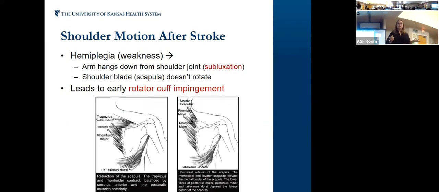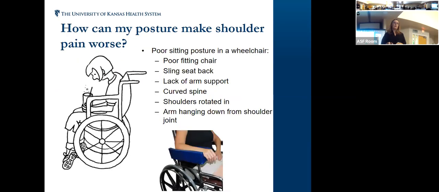So that is basically what this picture shows. So hemiplegia or arm weakness, the arm kind of hangs down from the shoulder joint, and we call that subluxation, which just means the joint is kind of loose. The shoulder blade doesn't rotate, and what this all leads to is this early rotator cuff impingement. And on top of that, if you already have rotator cuff injuries from years before your stroke, it's probably going to make things worse after your stroke. And then of course there's posture too.